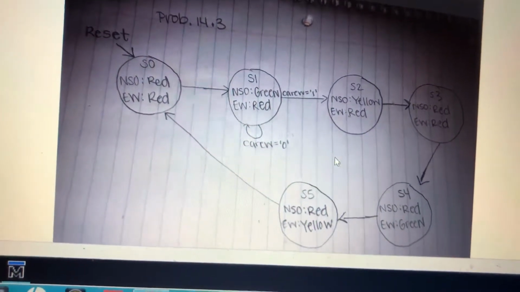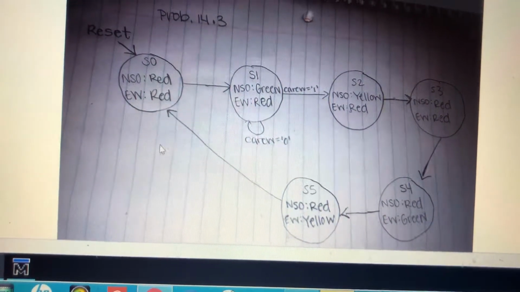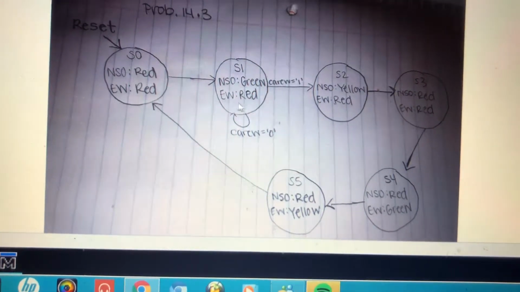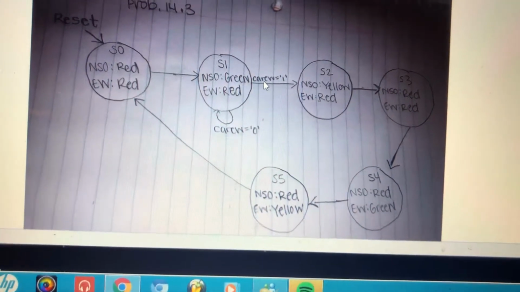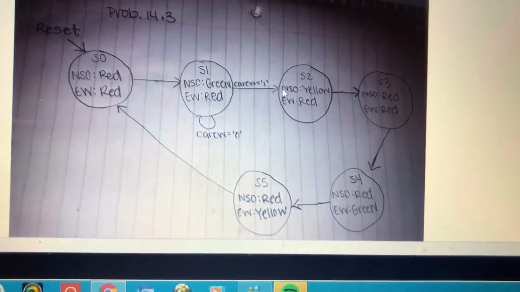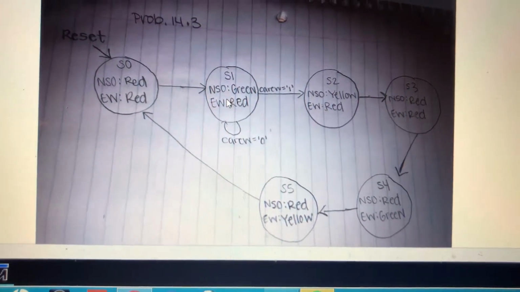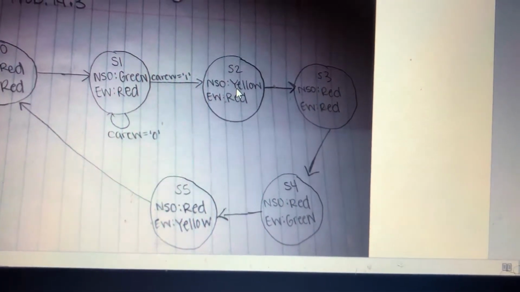So here in the first state, we have both the north-south and east-west direction red. Then the north-south is going to transition to a green light, while the east-west will stay red. If our sensor is detected and there's a car in the east-west, north-south is going to transition to a yellow light. If there's no car detected in the east-west, then north-south direction is going to stay green.